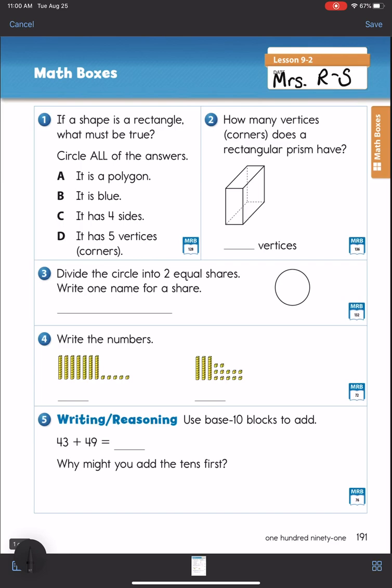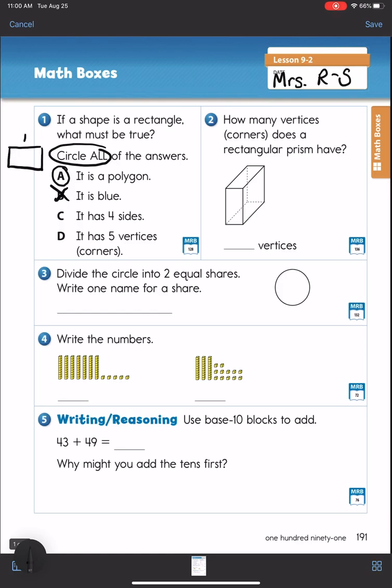Okay, so number 1 says, if a shape is a rectangle, what must be true? We have to circle all of the answers. So here is a rectangle. I notice that it's made of straight lines. It has 4 of them, and they have parallel lines. So if it is a closed shape made with straight lines, it is a polygon. Yay! Now, if a shape is a rectangle, is it blue? Not really. As you can see, my rectangle here is white.